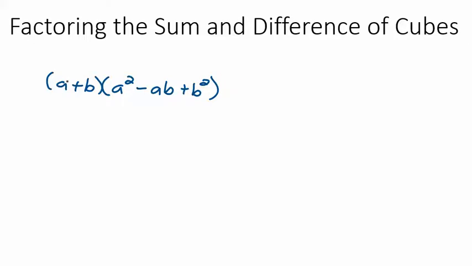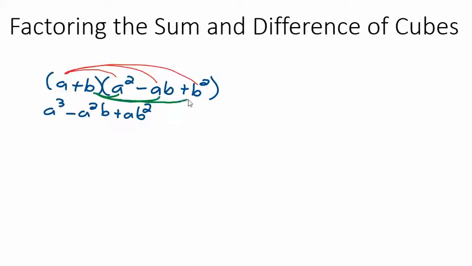Alright, so to do this, we're just going to use the distributive property. So the first thing I'm going to do is multiply a by each term. That's going to give me a to the third power minus a squared b plus ab squared. Then I'm going to take b and multiply that by each of the terms in the second set of parentheses. And that's going to give me a squared b minus ab squared plus b to the third power.